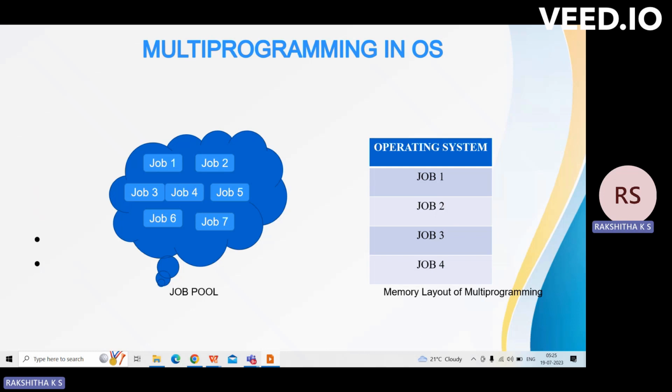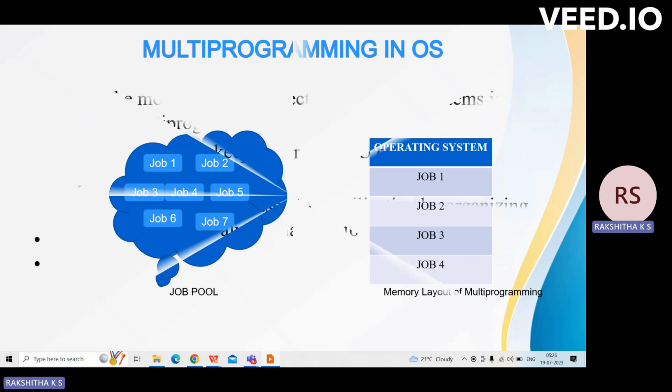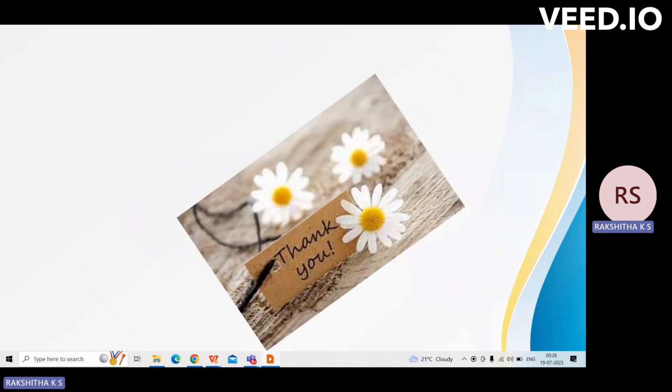The last point: in multiprogramming, the multiple jobs that reside in the secondary memory are loaded into the main memory for execution. And one thing, we should not keep the CPU in the idle state. It should always be in the busy state. That is the multiprogramming concept.